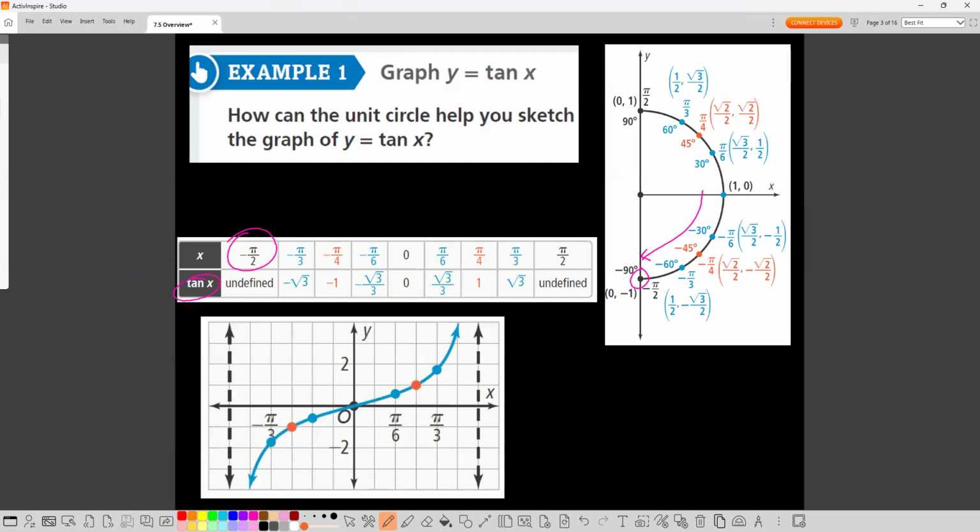And so if you look over here, we're talking again about tangents, so sine over cosine. And cosine being x, what's the value of x down here? That's 0. So you can't have that. Same thing when you get to the positive pi over 2 up here. And if you end up plotting all these points and looking at the shape of the graph, you will have that general shape for your tangent.